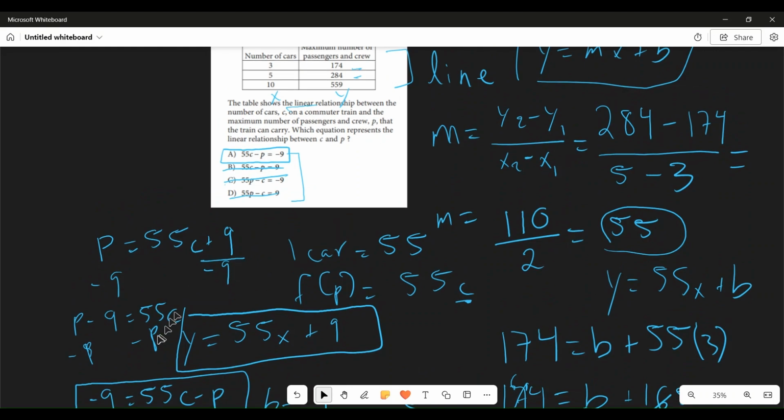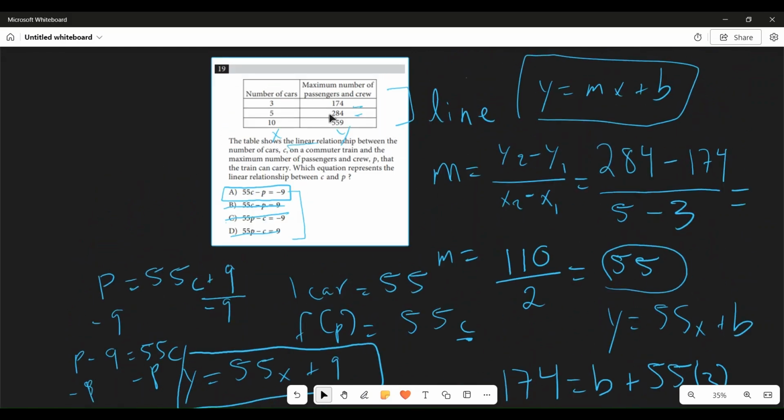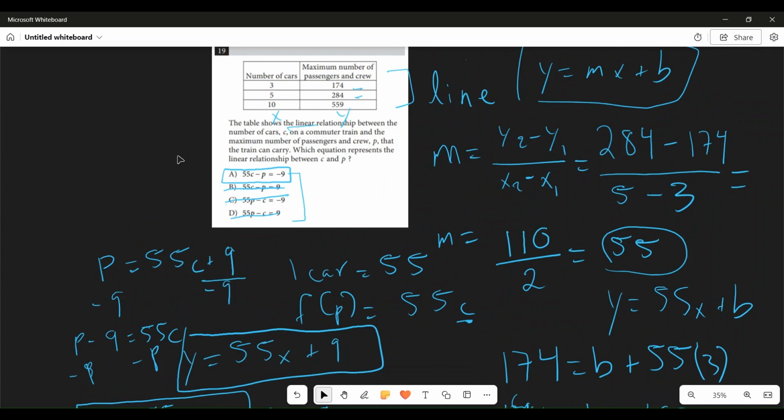Just a quick note on what the y-intercept would mean in terms of this scenario. So the y-intercept, right, is when the x value of a line is basically 0, right? So let me draw that a little bit. So we have some line here, right? Y-intercept is when the line intersects the y-axis. So what that would mean in this scenario is the number of maximum crew that could be on the train if there are 0 cars attached to the commuter train, right?